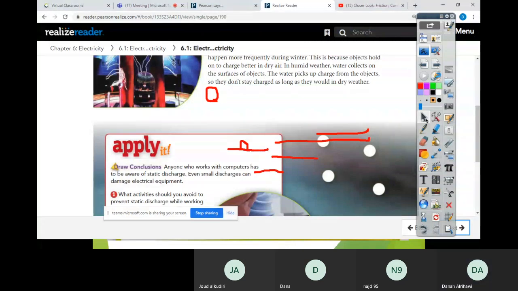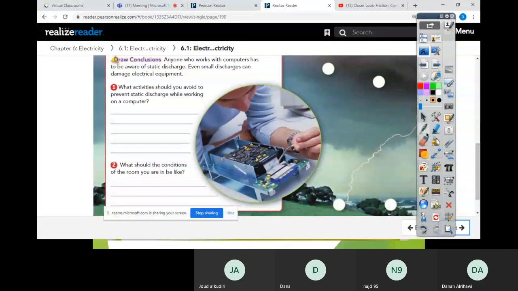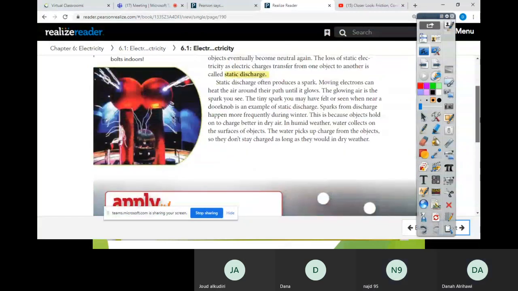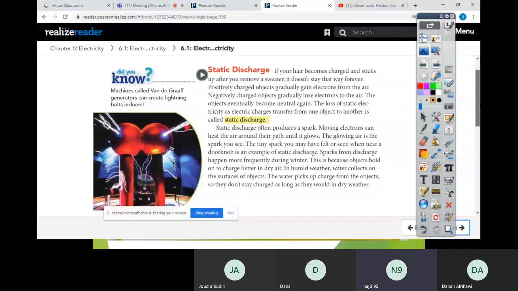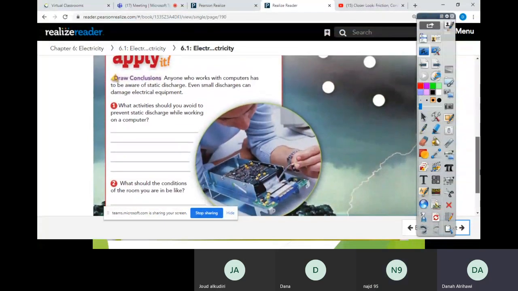Let me help you with this example. The common and easiest example for us is lightning. But teacher, I don't understand this part. Yes, discharge. Okay, I will explain it now.